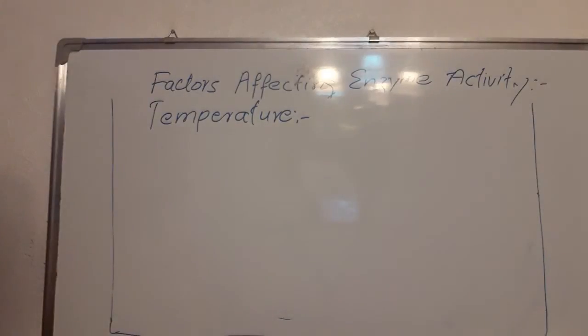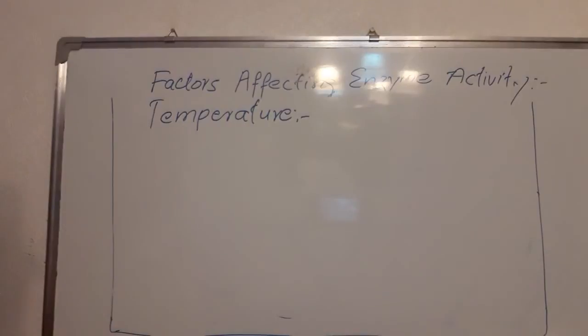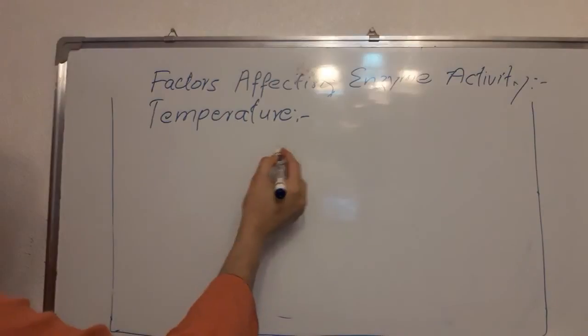Hello everyone, today we will discuss factors that affect enzyme activity. There are many factors that can influence enzyme action in any chemical reaction. First of all, we will discuss temperature. Like any chemical reaction, the rate of an enzyme-controlled reaction also increases when we increase temperature.